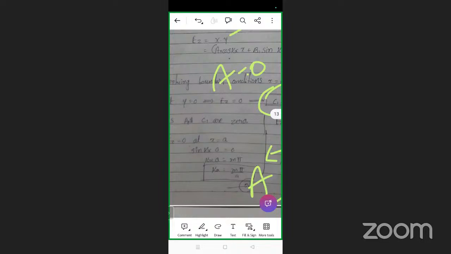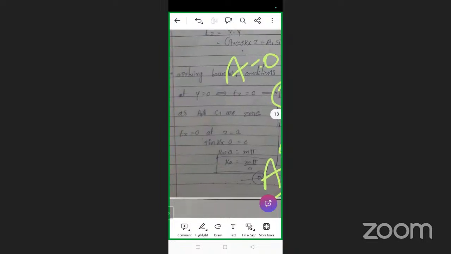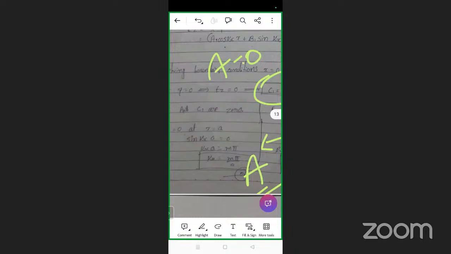From there, kx a equal to an integer multiple of pi, m pi. From there, I am writing kx. What is the value of kx, written in terms of a? kx is equal to m pi by a. Is this clear up to here?